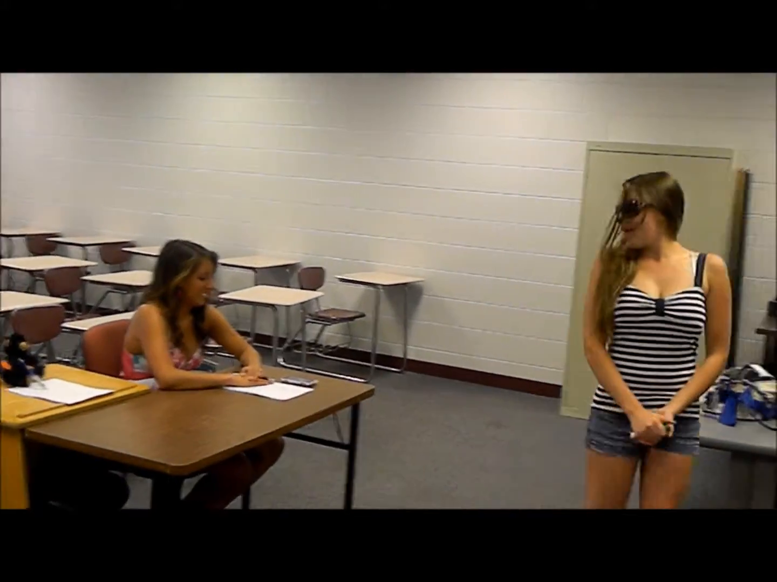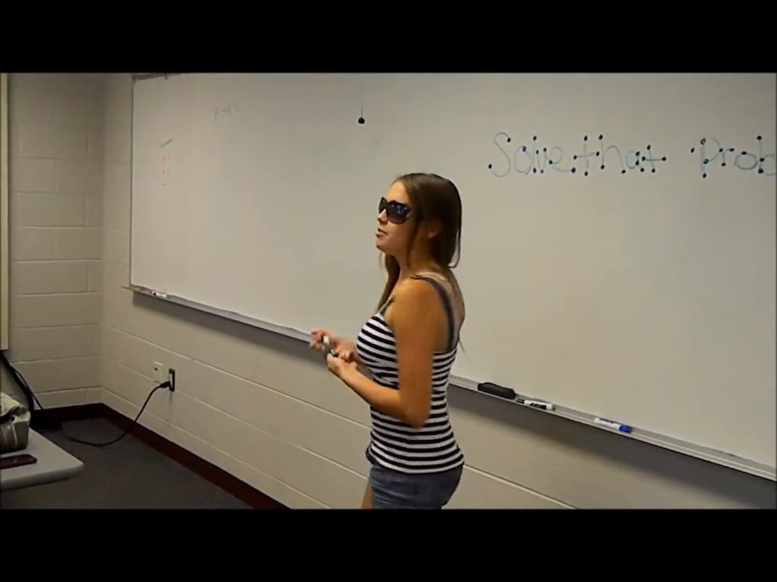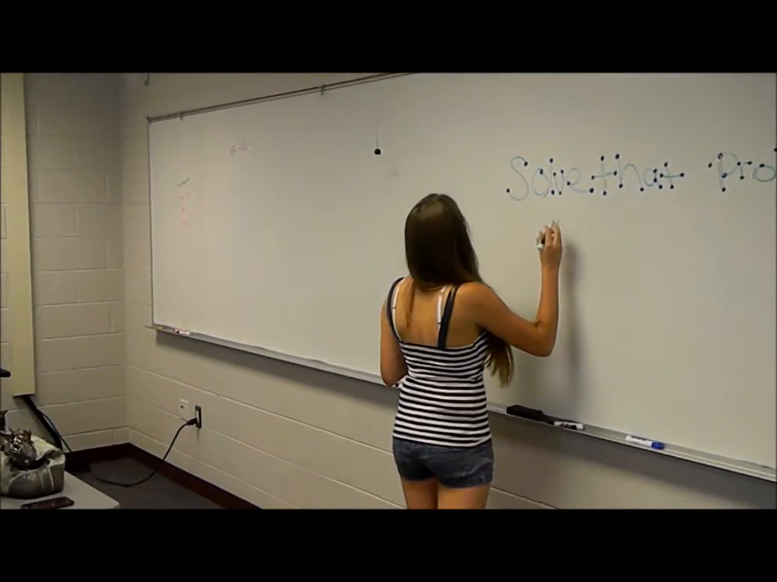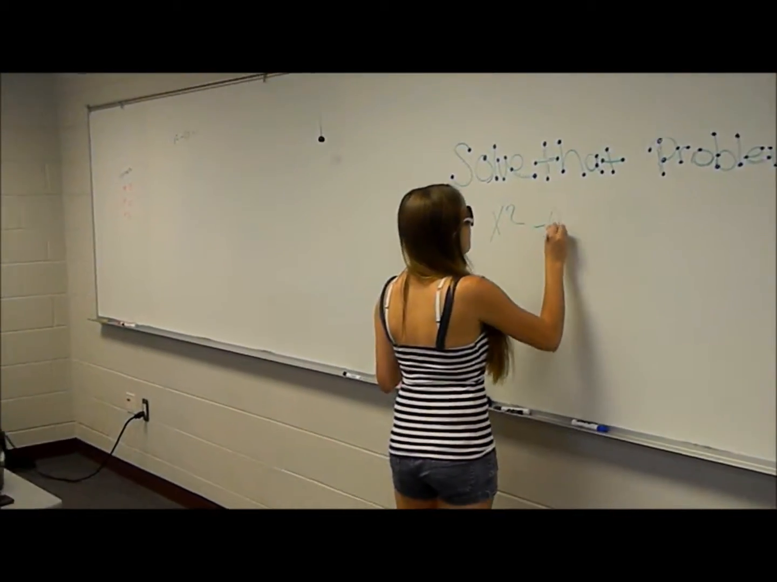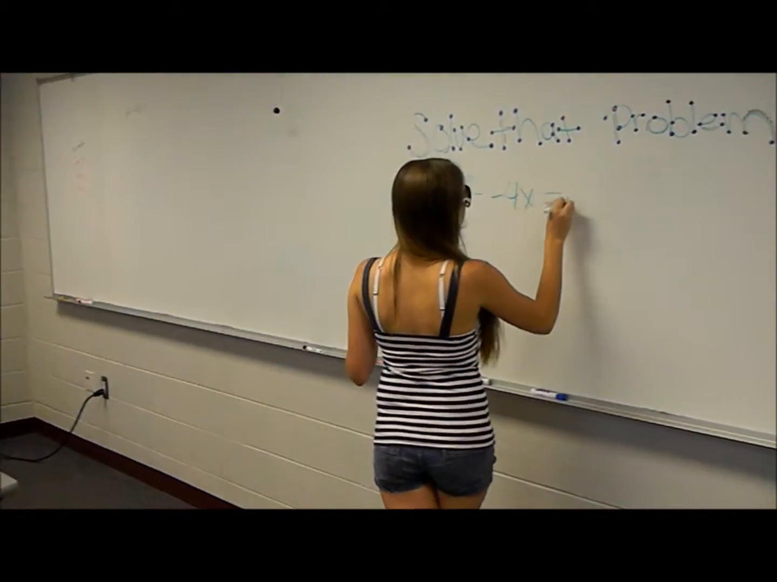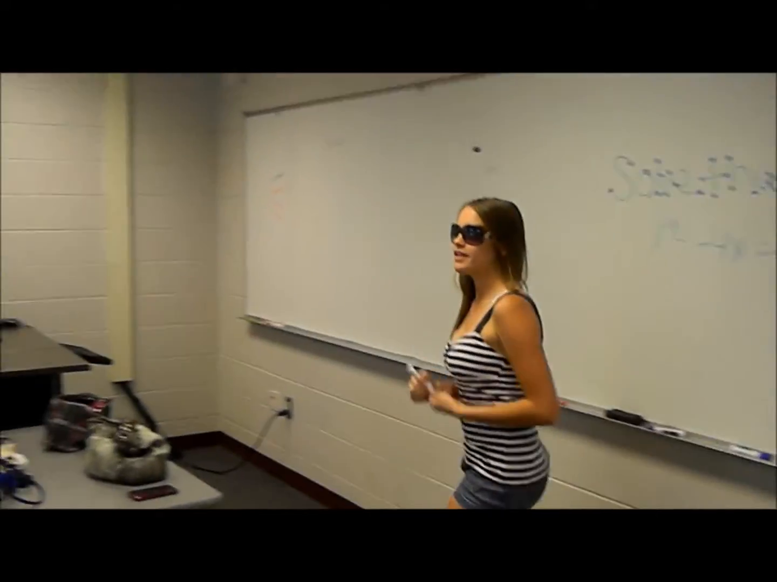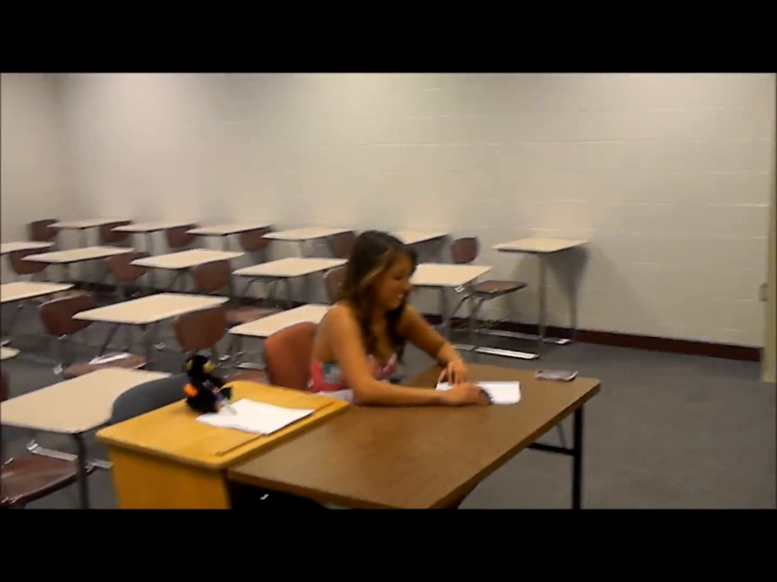So, today, Jen and Mr. Bear, your problem is x squared minus 4x equals 1. Solve this by using the quadratic formula.